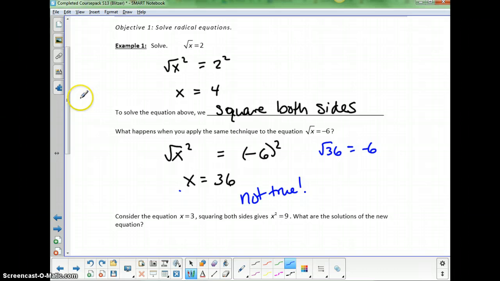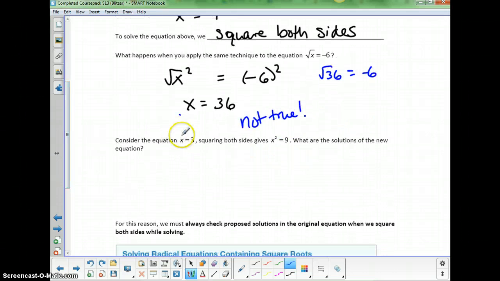So squaring both sides does lead to some potential for extraneous solutions. If I consider the equation x equals 3, it's a little equation, but if I square both sides, it gives me x squared equals 9. Now I know that x squared equals 9 has two solutions. That could be 3 or negative 3, but only one of those was true in the original. So you see we have our extraneous solution here.